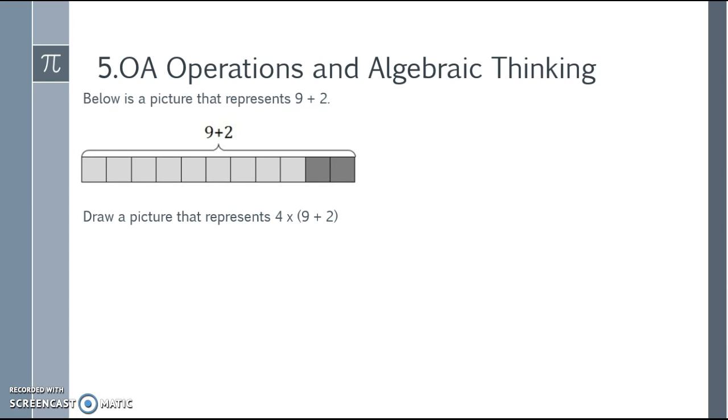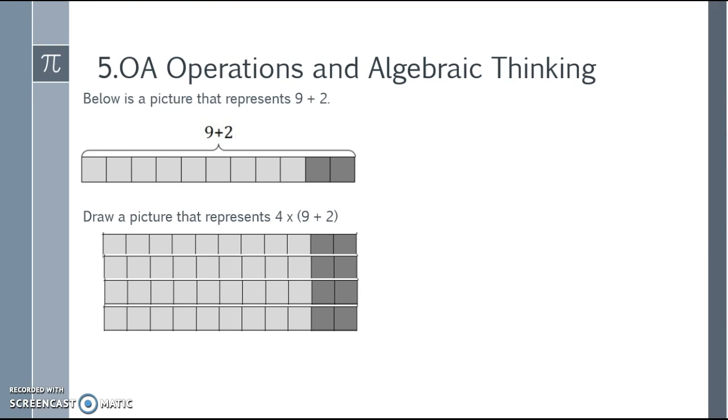Below is a picture that represents 9 plus 2. So I have 9 light gray and 2 dark gray for a total of 11 altogether. Let's draw a picture that represents 4 times 9 plus 2. Well, if this is 1, we would need 4 rows of 9 plus 2 to get our correct solution.